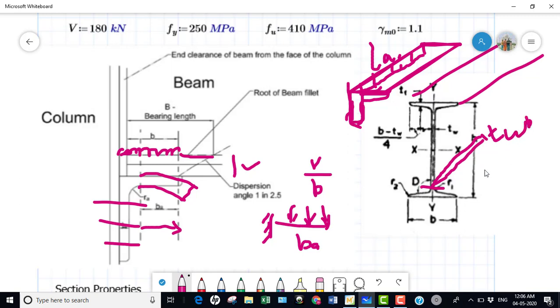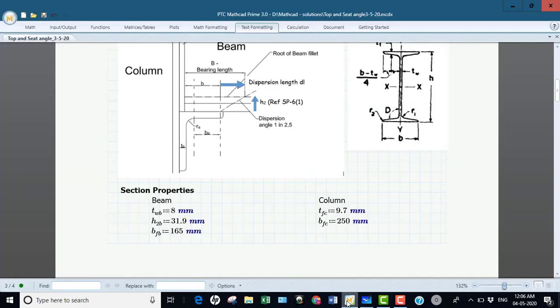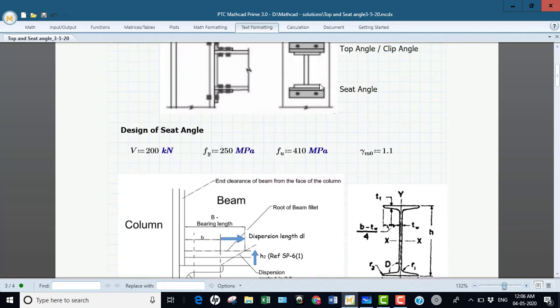The beam web thickness times the bearing length is nothing but the bearing area of the beam to transfer the shear safely. Therefore, I'll take that thickness, and this H2 I require to calculate the dispersion length and the flange length, because to decide the size of the angle I should know the size of the beam flange and the size of the column flange.